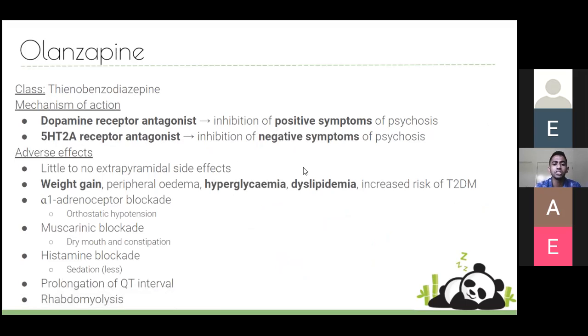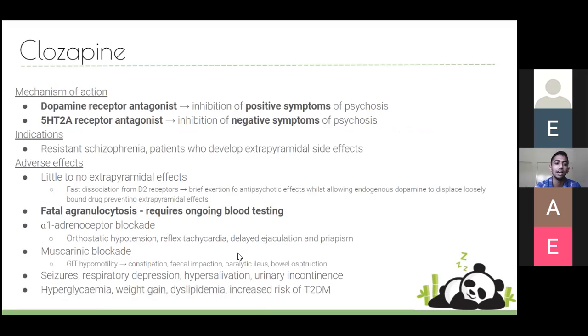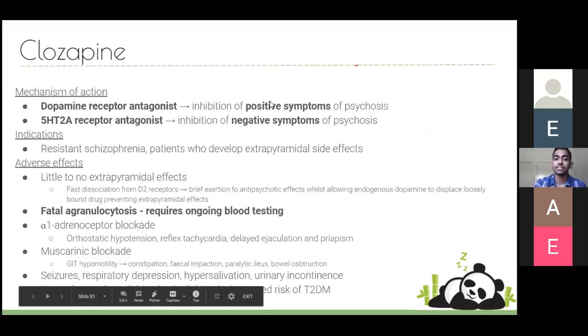Olanzapine, same thing, but it's got more metabolic side effects: weight gain, hyperglycemia, dyslipidemia, all really, really bad. And it's much better for extrapyramidal side effects. So you almost get little to no extrapyramidal side effects. Clozapine, same thing, exactly the same thing. So you can put all these drugs together. They all have the exact same mechanism of action.